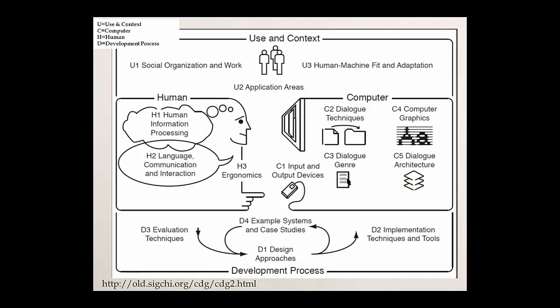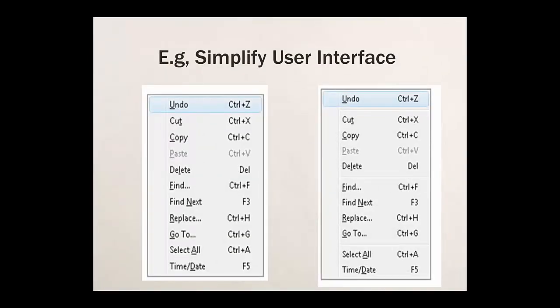This is just a schematic from a special interest group at the Computer-Human Interaction Organization. The idea here is there's some information processing that goes on in H1. In H2, there's language and communication interaction. Then the computer actually needs to be told what to do. Then we can evaluate and develop the system so that the human and the computer can talk to each other efficiently. One of the main goals is to simplify a user interface design.